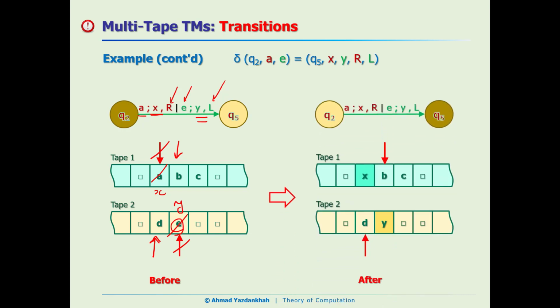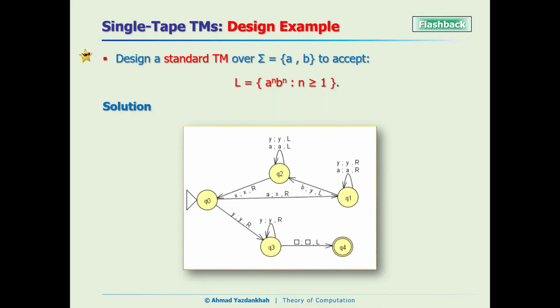One more time. The condition for transition is both inputs for this example. If we have multiple tapes, then all of them should be satisfied. To show how flexible a dual tape Turing machine is, look at this example that we saw before: A to the n, B to the n, n greater than or equal to 1. We solve it this way.